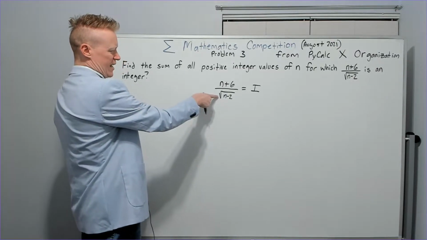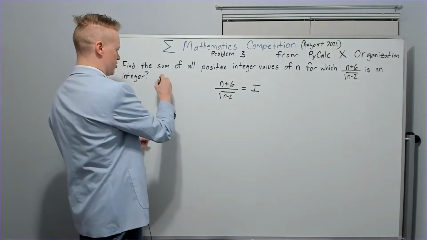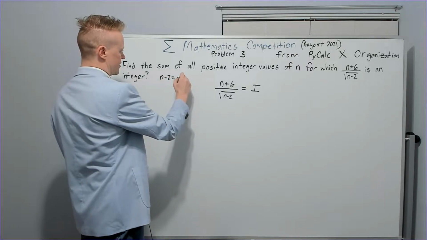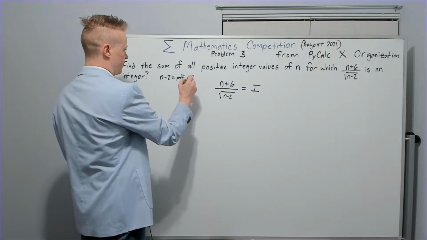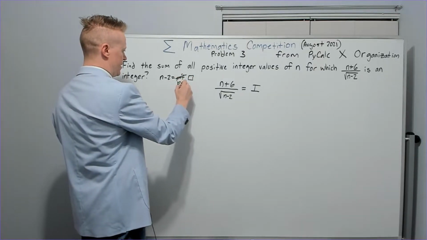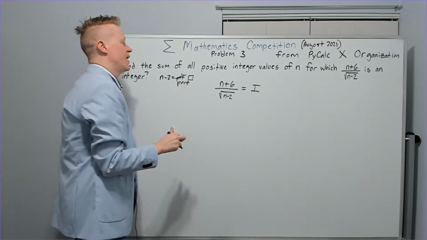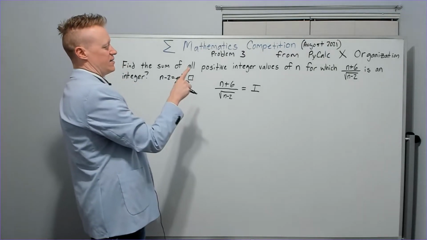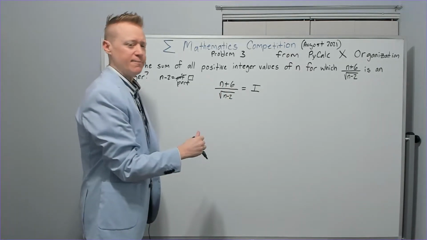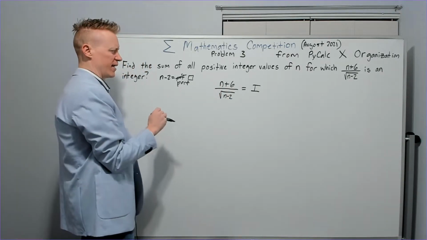One thing I notice is that this is going to have to be a perfect square. So n minus 2 has to equal a perfect square. Perfect square. There's an R in there I couldn't fit. Okay. P-E-R-F. Okay, perfect square. Because if it's not, you're going to have an integer divided by something that's not going to give an integer, right? So that's one thing I want to consider.